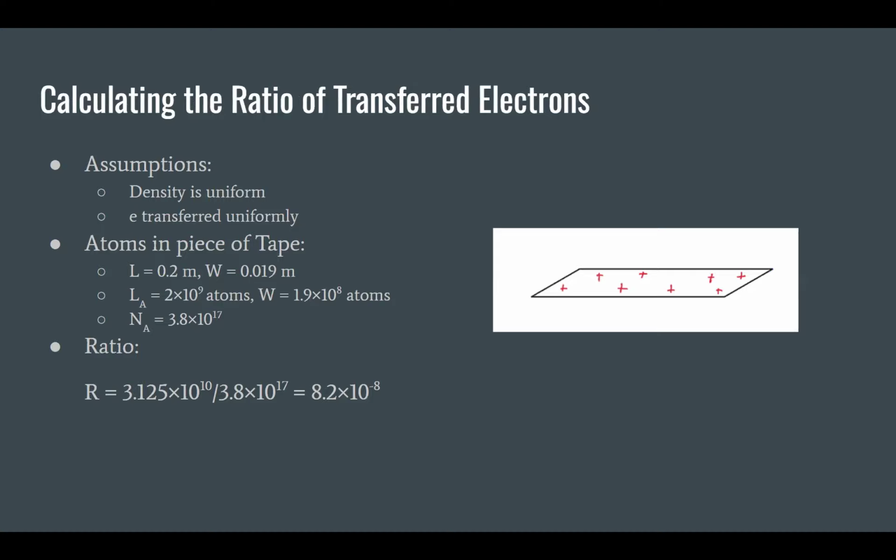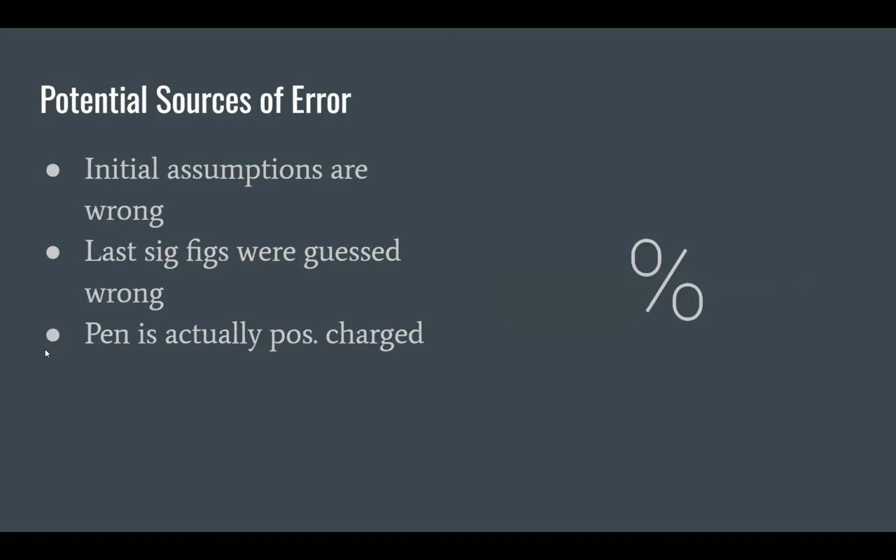To calculate the number of atoms in the tape, we have to multiply the length times the width, coming out to 3.8 times 10 to the 17th atoms in our piece of tape. And the ratio of these transferred electrons, these lost electrons, divided by the number of atoms left, ended up being 8.2 times 10 to the negative eighth.